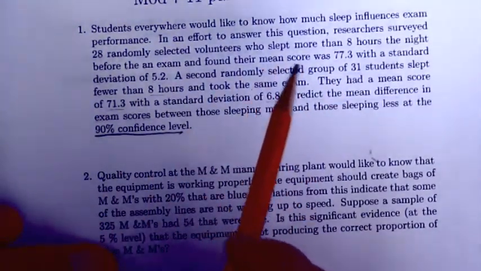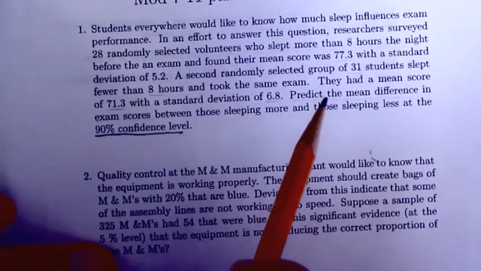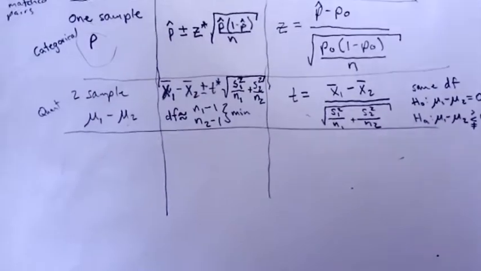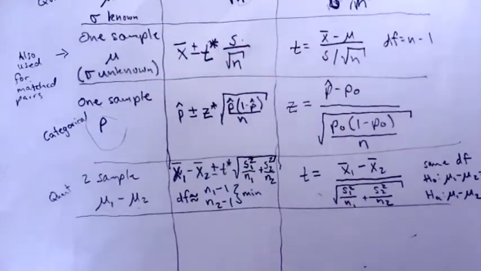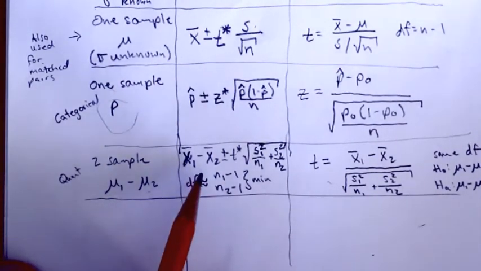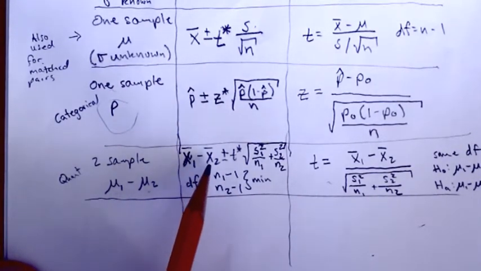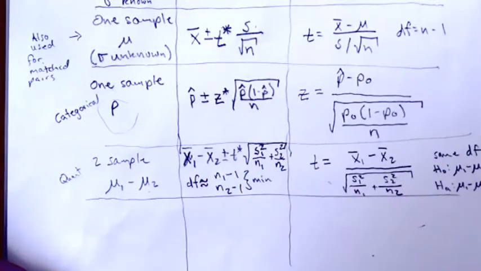If we look, there are two samples of students here, one who slept more than 8 hours, the other who did not. So if we go to Grandma's Best Statistics Recipes, here are recipes for two samples. When we're looking at means, the formula for a confidence interval is x1 bar minus x2 bar plus or minus t star times the square root of s1 squared over n1 plus s2 squared over n2.